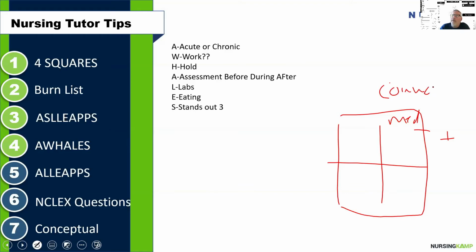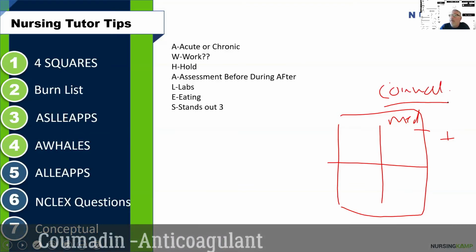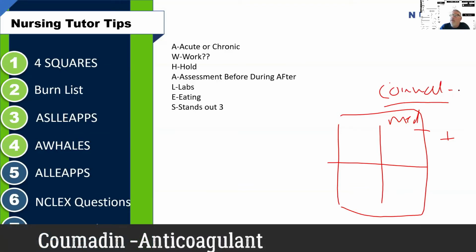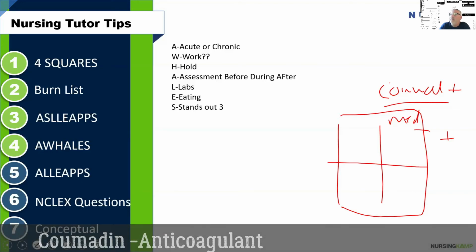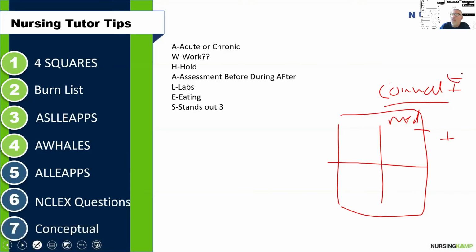And Coumadin is an anticoagulant. And if we had a plus next to it, that meant that we knew that medication. But this time it's a minus. So if there's a minus, that means I don't know the medication and I need to AWHALES it. And that's how we try to figure out whether or not we know the content or not.